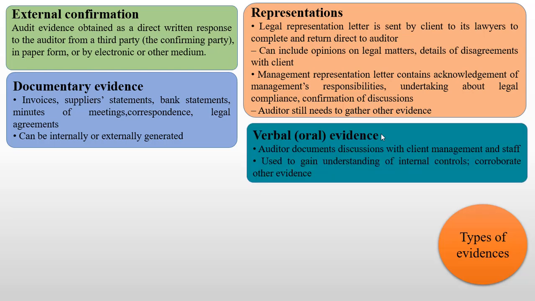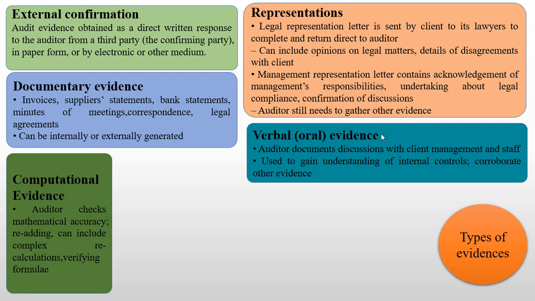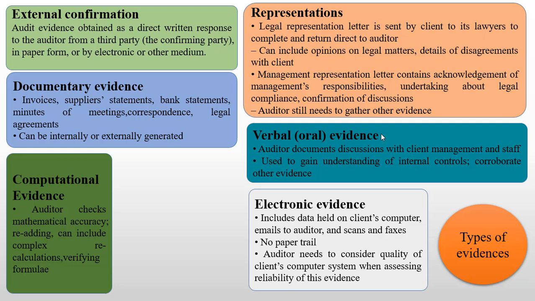Verbal or oral evidence is obtained through interviews made with client management and staff. This is used to gain an understanding of internal controls and to corroborate other evidence. Computational evidence is where the auditor tests the mathematical accuracy, re-adding, and the calculation of complex transactions, and tries to verify formulae. Electronic evidence includes the client's computer emails to the auditor, scans, and faxes.